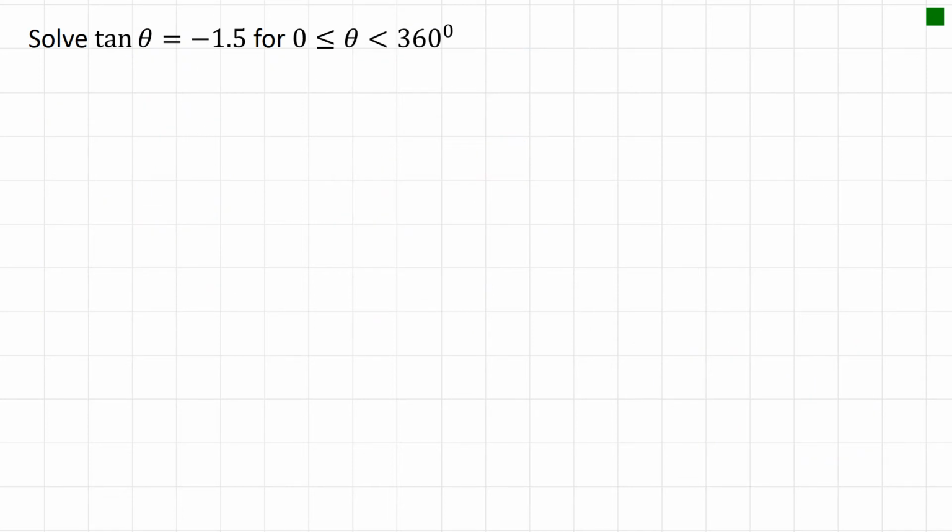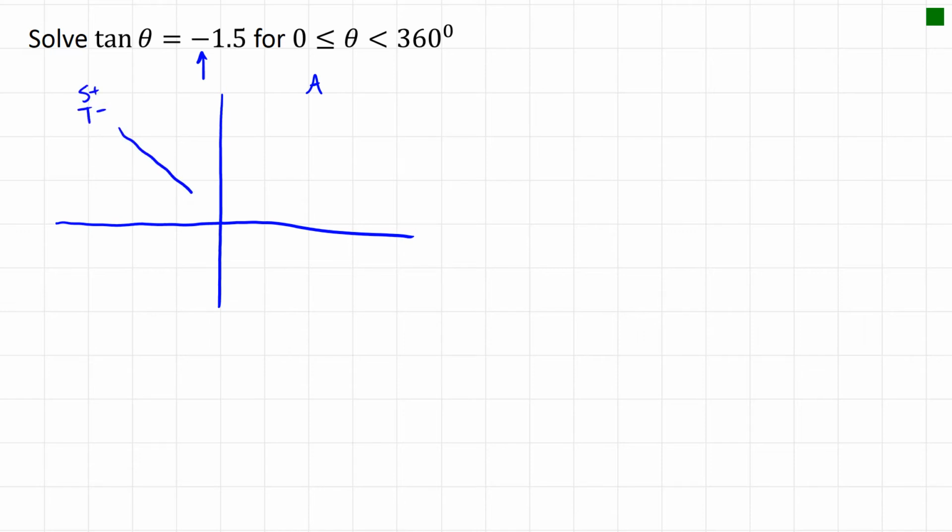So let's try this again. We're going to first figure out in which quadrants the tan is negative. Tan is negative in quadrant, well, let's go through them. All is positive, the sine is positive, and the tan must be negative. So there's an answer in quadrant 2. And then there's a second one in quadrant 4, because in this one, the C quadrant, the cosine is positive and the tan is negative.